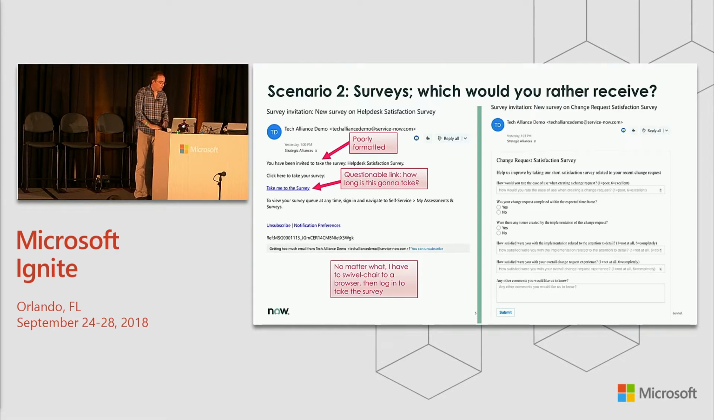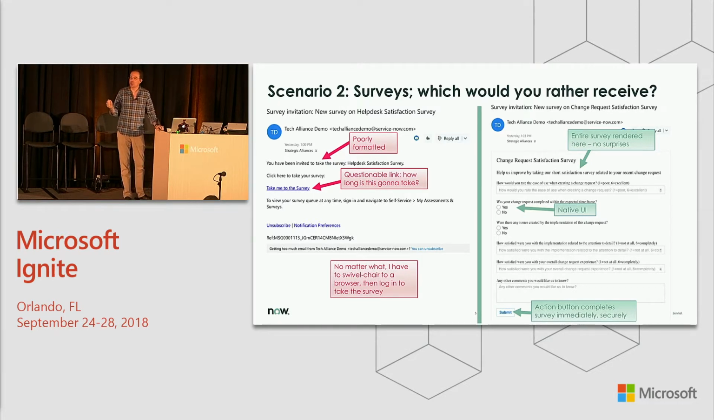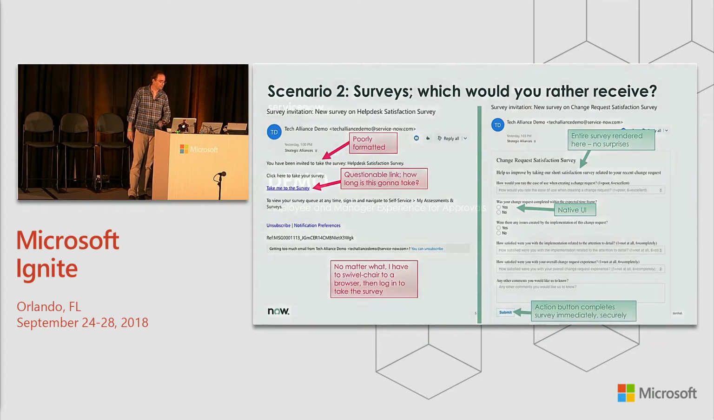So I would rather get something where there's no surprise. I see the whole survey right in the email. I know how much effort it's going to take. It's got a native, beautiful UI. And then finally, again, that action button actually completes the work. And then the survey shrinks down and says you've already taken the survey. Because how many of you have gone back and looked at yesterday's email and said, I wonder if I actually took this survey? Oh, well, I'll click the link and try it again. All that stuff just disappears.